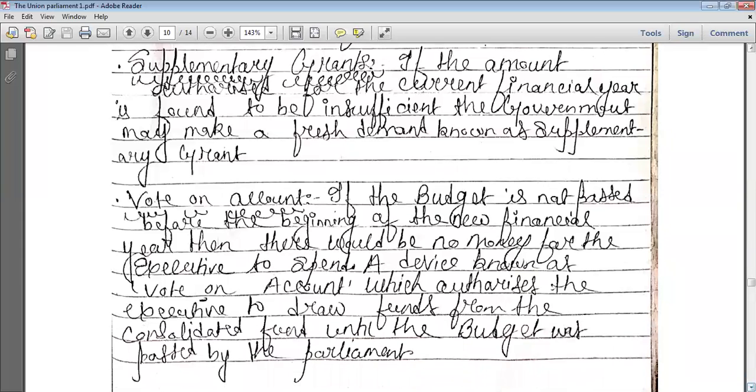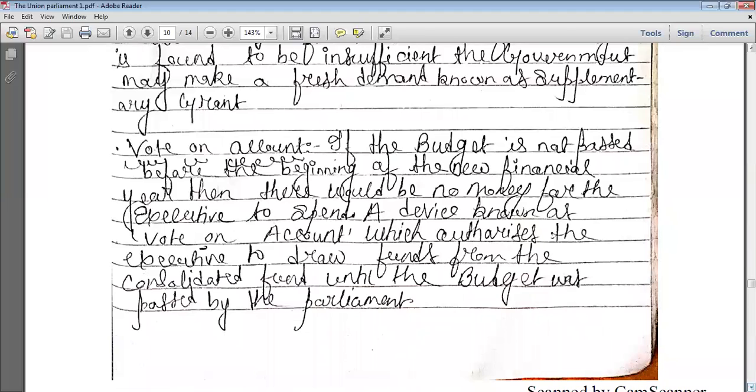Next, we would like to discuss vote on account. If the budget is not passed before the beginning of the new financial year, now we are facing the same problem. So in the beginning of the April session, the budget is not passed. Every time we will see that the budget is mainly passed in the month of April. So if the budget is not passed before the beginning of the new financial year, then there would be no money for the executive to spend. Without money, you cannot perform any administrative activities. Without money, you cannot do anything in your life. So it is very important that the budget is passed before the beginning of the financial year.